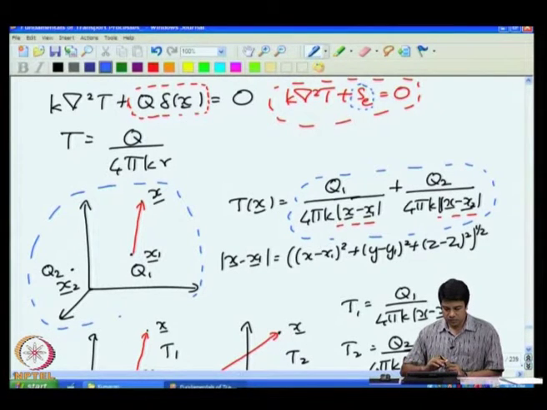And then I showed you that you can use linear superposition for point sources. If you have two different point sources, the temperature field at an observation point due to two sources is the sum of the temperature field due to each individual source. Okay.